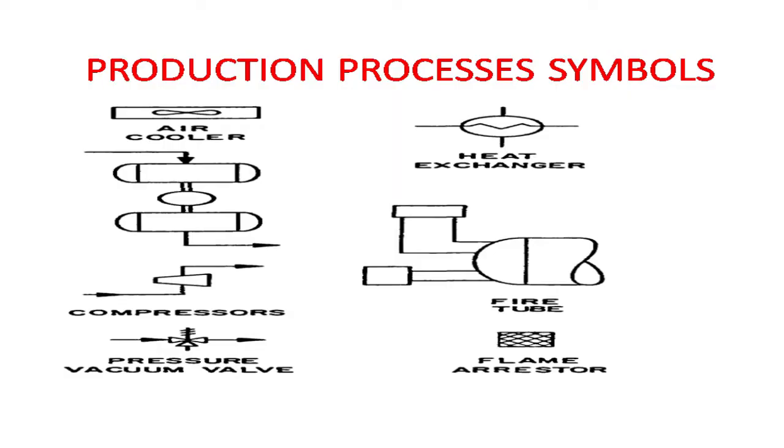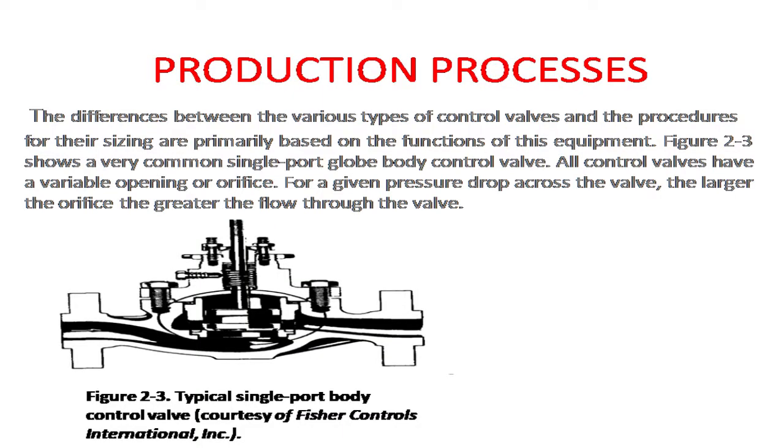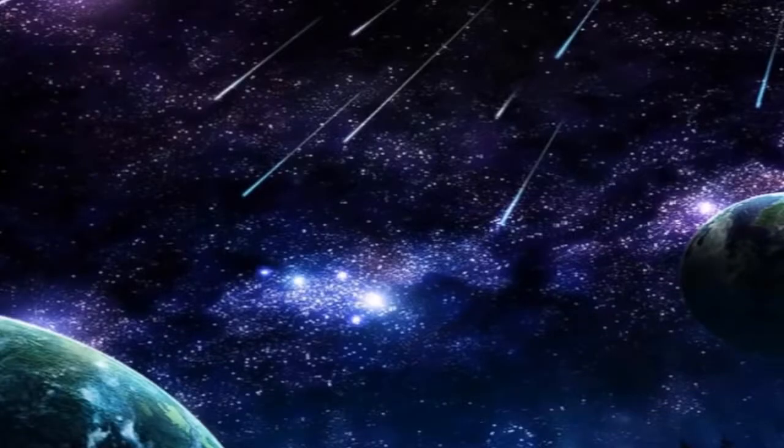Okay, an air cooler, a compressor, you can see some of the symbols. A heat exchanger has a symbol there. A pressure vacuum valve has its own symbol. And all of this you can find in the API 370. So let us look at some of these processes, the differences between the various types of control valves and their procedures for sizing, primarily based on the function of this equipment.